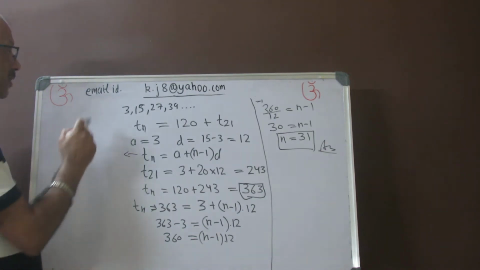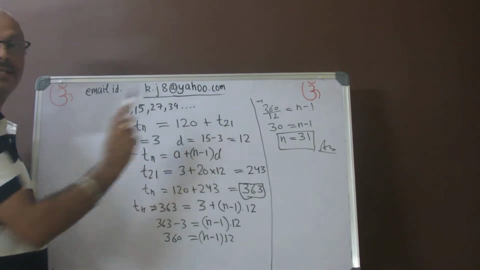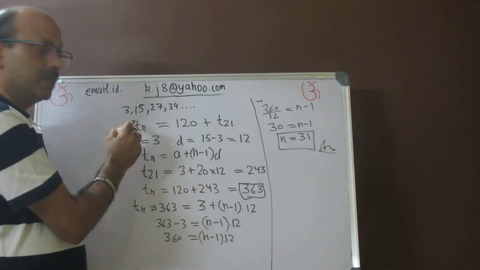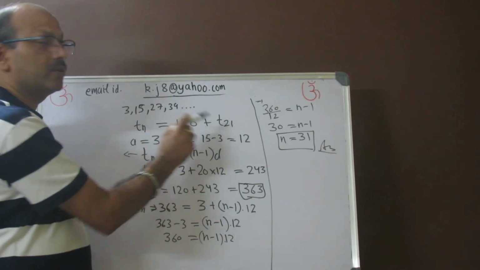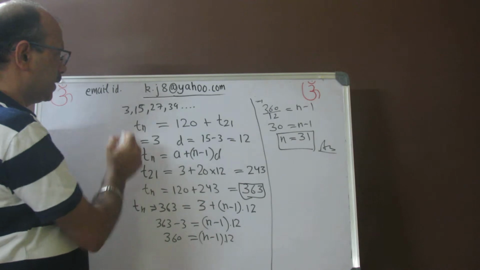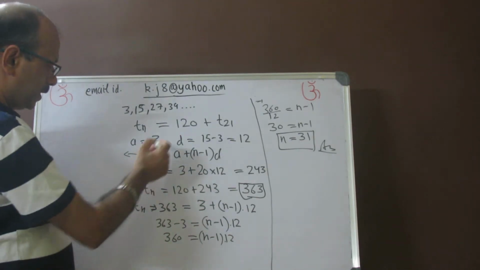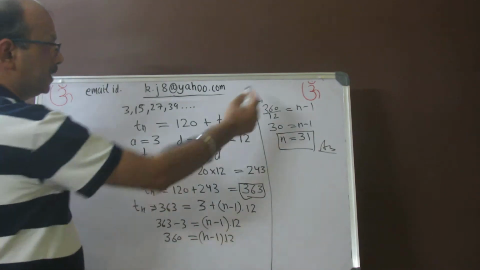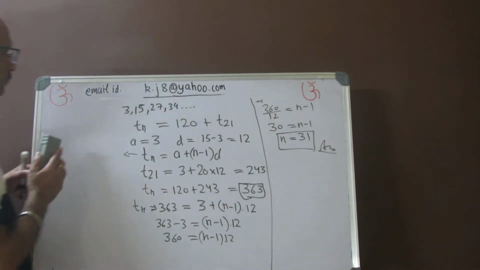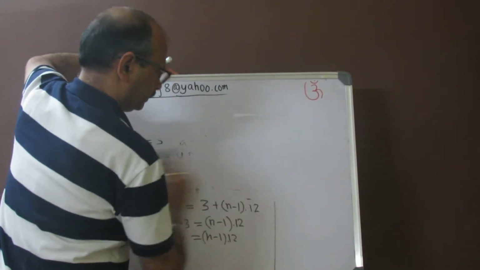So what was the question? Which term of this AP will be 120 more than its 21st term? What have we done? We first figured out that they are asking Tn equals 120 plus T21. Then we wrote what is A, what is D. Then the general formula we have written, and then we solved, and hence we got our answer. Fairly simple. Now let us take another question.